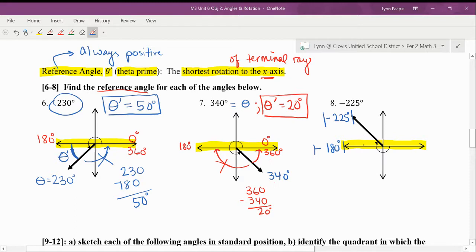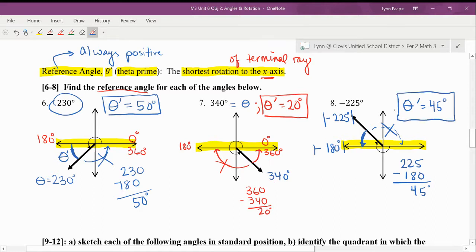And so this is the shortest way to get there, right? Because if I went back this way, I'm like, oh, that's so much further, don't want to do that. So we're looking at this distance here. So again, because I'm finding distance, I'm going to look at that positive value. So I would do 225. And then how far away is it from 180? And so then I would subtract and get 45. So my rotated angle is negative 225, but my reference angle is 45 degrees. So reference angles, make sure you're always looking at the positive value because we're looking at distance.